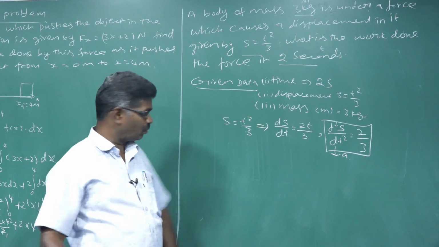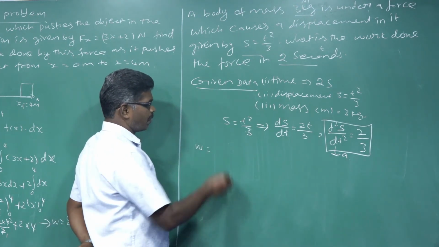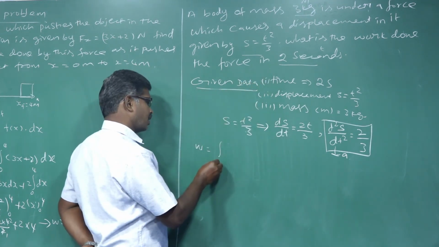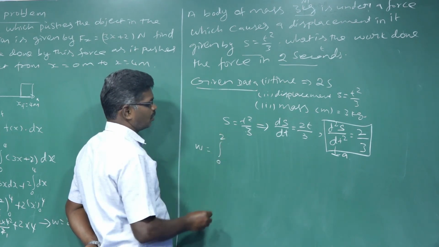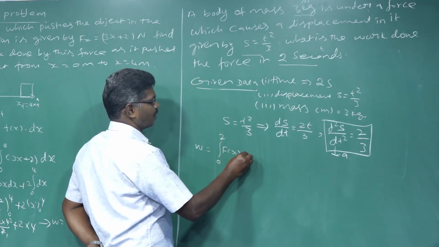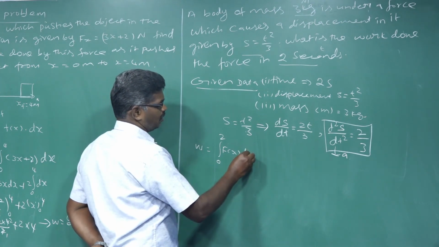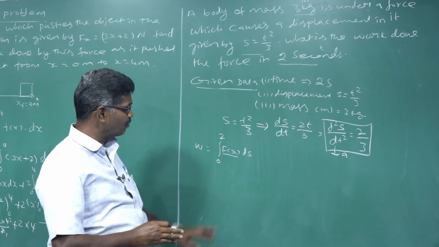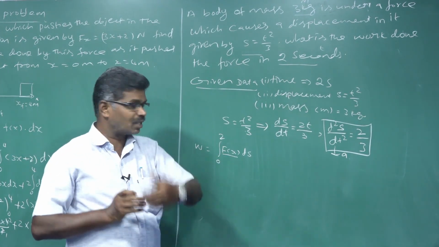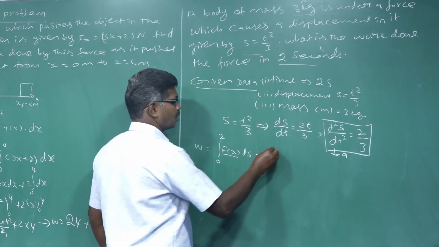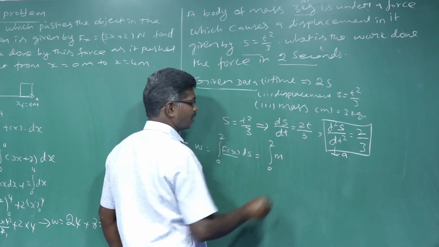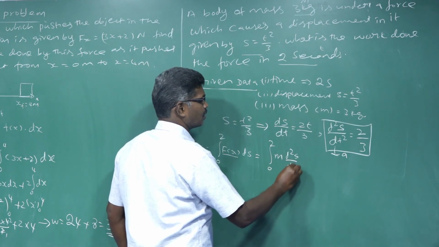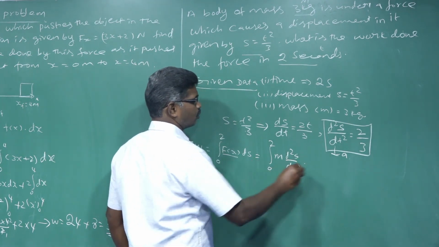Anyhow, our general formula for work done is equal to the integral from rest to 2 seconds. That's why we are taking the limits 0 to 2, of f of x into dx, which can be taken as ds itself. So for this f of x value we are going to substitute in terms of mass and acceleration. That is integral 0 to 2 of m into, instead of acceleration, d squared s by dt squared, into ds.